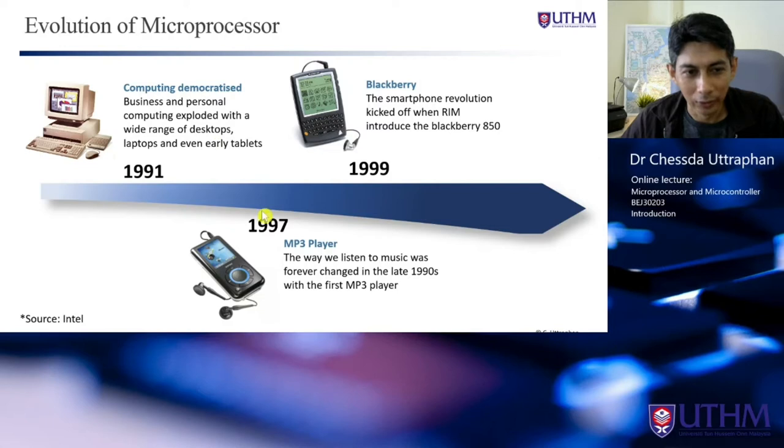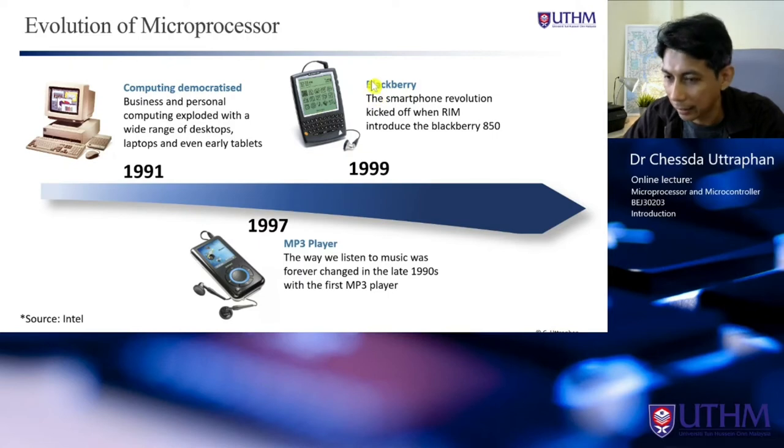Okay. So, and the next, 1997. So we have an embedded processor in the MP3 player. The MP3 player was introduced in 1997, and nowadays we don't even have this anymore because everything is in our phone, right? But before that, to listen to music, we used the recording, the magnetic tape, right? Not even digital like this. So the digital music, MP3, was introduced back in 1997, all right?